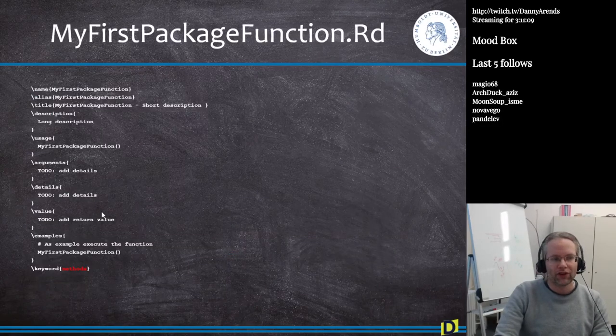I just copy paste this in. This is just the skeletal. So this is just an empty documentation object. It's written in a LaTeX kind of language. So if you're interested in that, learn LaTeX. But what it does, it just gives a name, an alias, a title, a description, then how to use it, arguments, details, values, and examples. There has to be an example. And don't forget that at the end, you have to say slash keywords methods, because this is the description of a function.